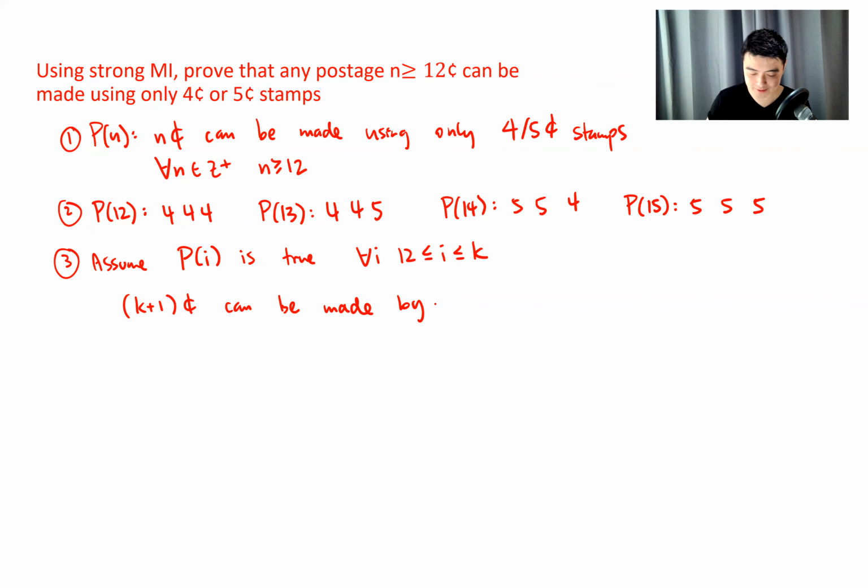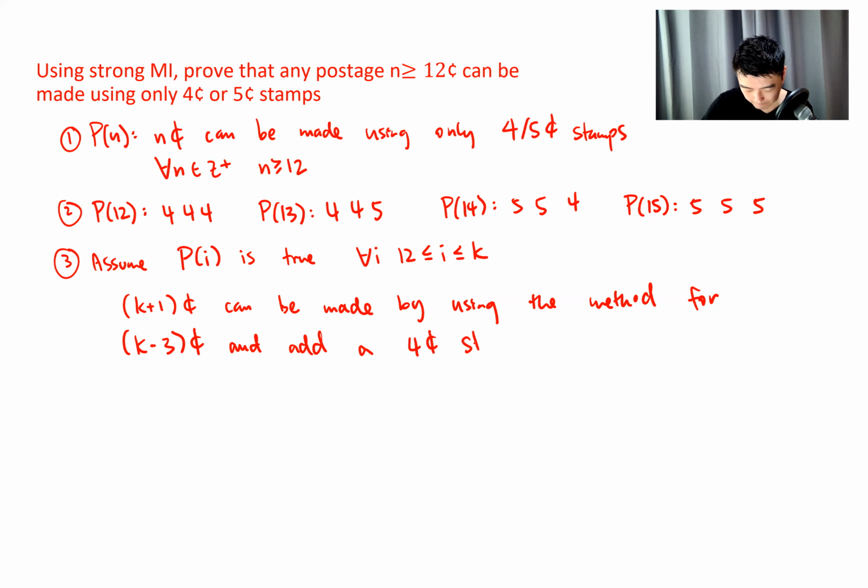Okay, so can we generalize this? So k plus 1 cents can be made by using the method for k minus 3. Now, just notice that the difference between these two amounts is 4. Okay, so again, imagine k is 15 here. How do I make 16 cents? I look back at 15 minus 3, which is 12, and then add another 4-cent stamp. That's it. That's my argument.